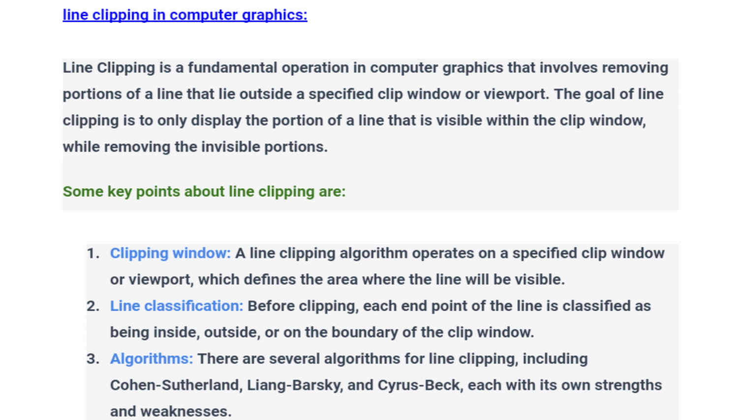Some key points about line clipping are: Clipping window. A line clipping algorithm operates on a specified clip window or viewport, which defines the area where the line will be visible. Line classification. Before clipping, each endpoint of the line is classified as being inside, outside, or on the boundary of the clip window. Algorithms. There are several algorithms for line clipping, including Cohen-Sutherland, Liang-Barsky, and Cyrus-Beck, each with its own strengths and weaknesses.